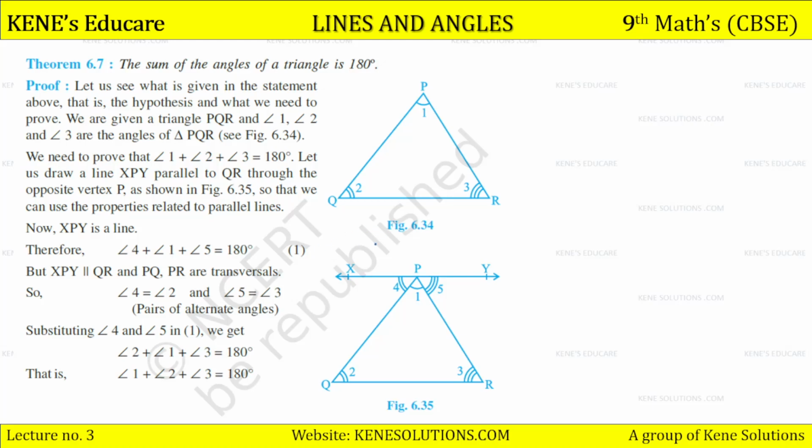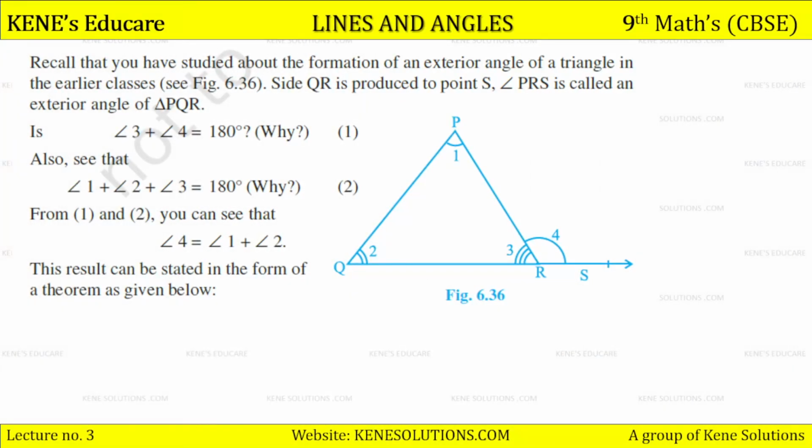So students, XY is parallel to line QR, so 4 is equal to 2 because alternate interior angles. 5 is equal to 3 because alternate interior angles. So insert here 4 is equal to 2 and 5 is equal to 3. So substituting the value, angle 2 plus angle 1 plus 3 is equal to 180. We can just rearrange it. So angle 1 plus angle 2 plus angle 3 is equal to 180 degree, we got, so we have proved this.